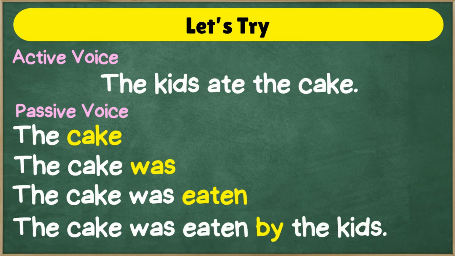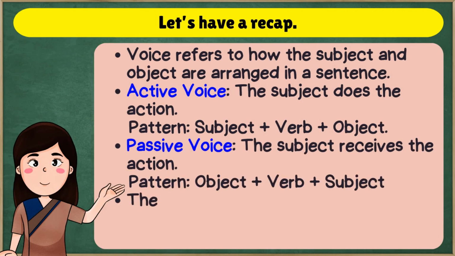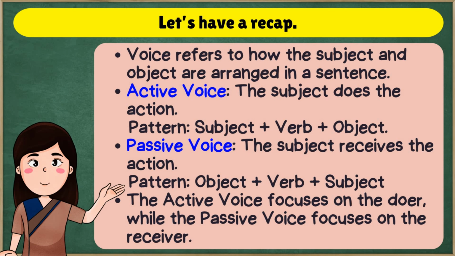We did it! Now, let's have a recap of what we have learned today. Voice refers to how the subject and object are arranged in a sentence. Active voice. The subject does the action. The pattern used is subject plus verb plus object. Passive voice. The subject receives the action. The pattern is object plus verb plus subject. The active voice focuses on the doer, while the passive voice focuses on the receiver.